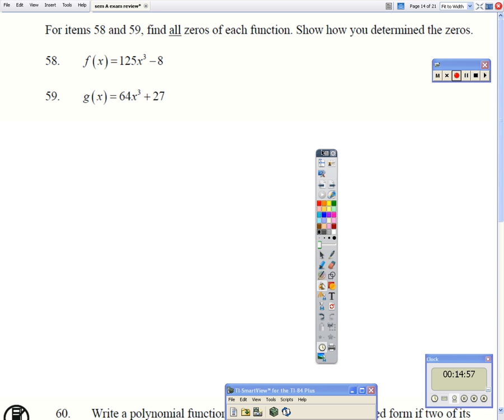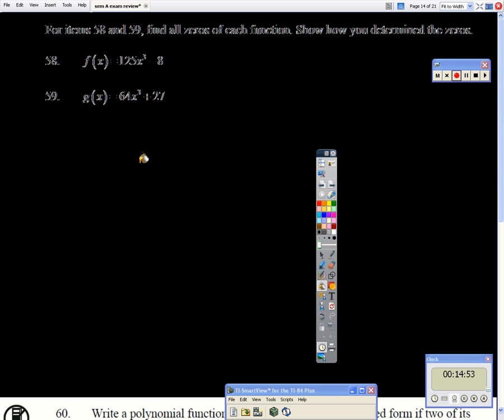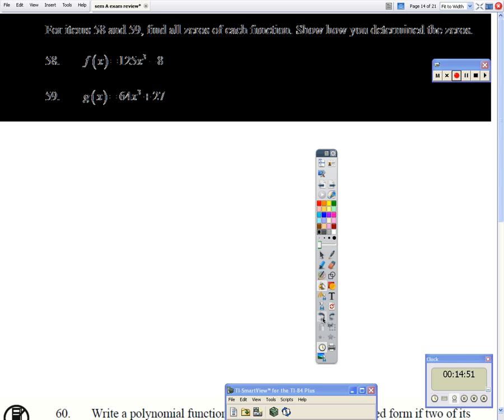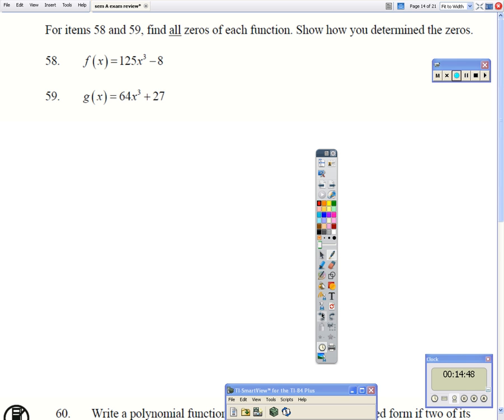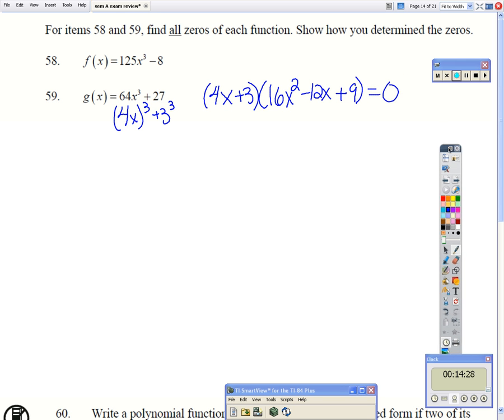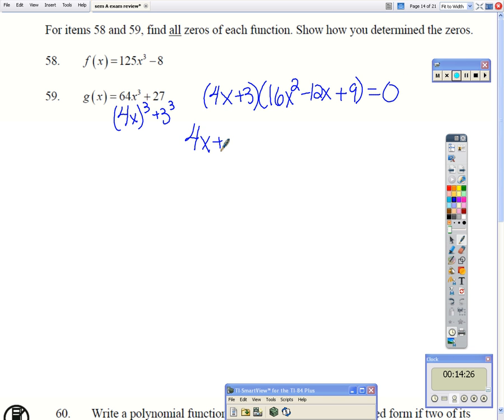Okay, so for 59, I'm also going to factor that because it's the sum of two cubes. Get my pen situation straight here. This is 4x to the third plus 3 to the third. So that factors to 4x plus 3, times 16x squared minus 12x plus 9. So each factor equals 0.